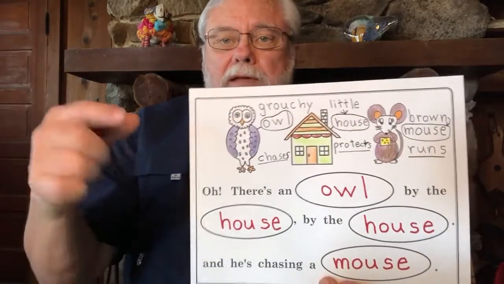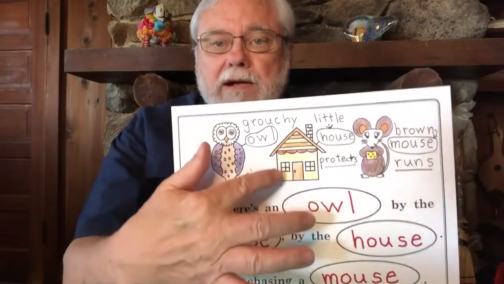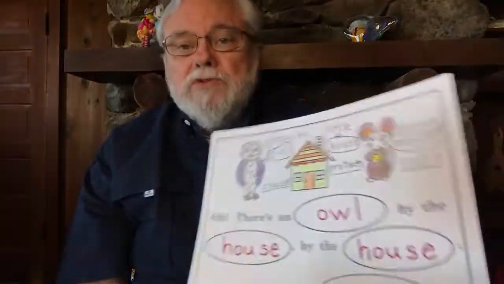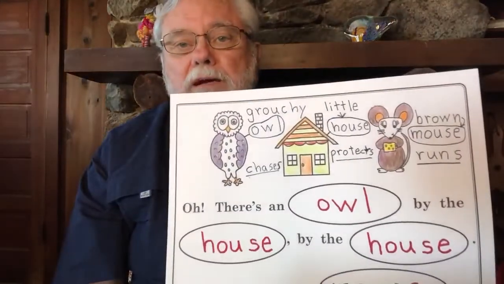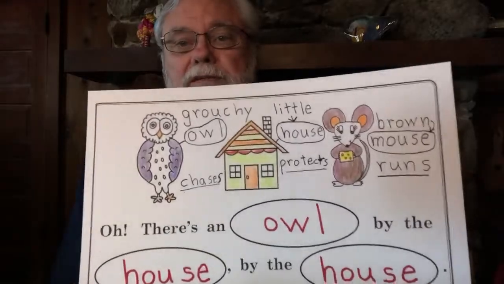And so then I drew the owl and the house and the mouse and labeled those. So this time I labeled my owl a grouchy owl who chases a little mouse or a little house that protects, and a brown mouse that runs. So you can learn a lot of words and have a lot of fun with your drawing and labeling there.